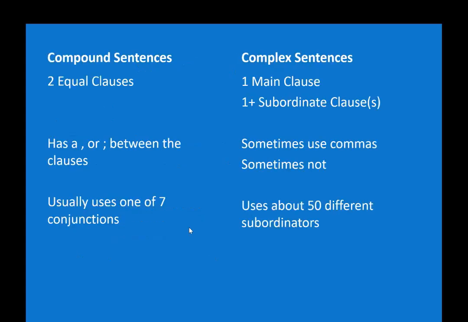So let's take a look now. Compound versus complex sentences. To review, a compound sentence has two equal clauses. It has a comma or a semicolon between the clauses, and it uses one of 7 conjunctions. Complex sentence: one main clause and one subordinate clause, or I should say, one or more subordinate clauses. Sometimes it uses commas and sometimes not. That's where it can get a little bit more complex. As we learn about different types of subordinate clauses, we'll learn about the punctuation rules.